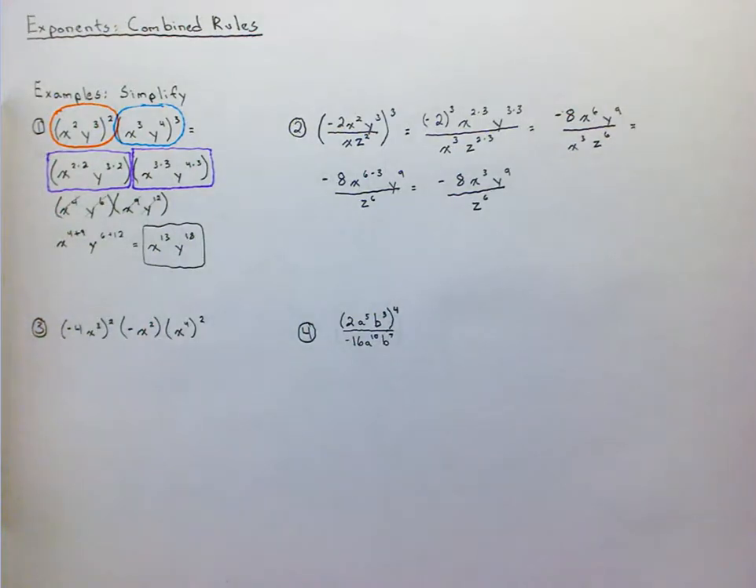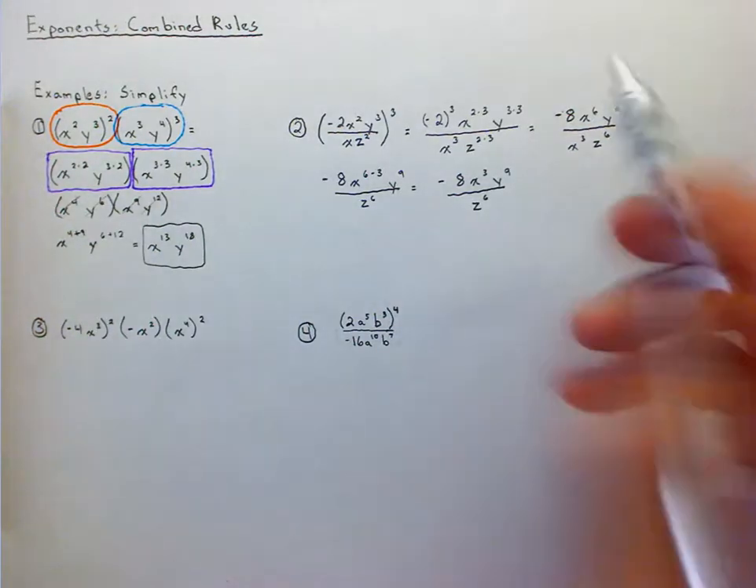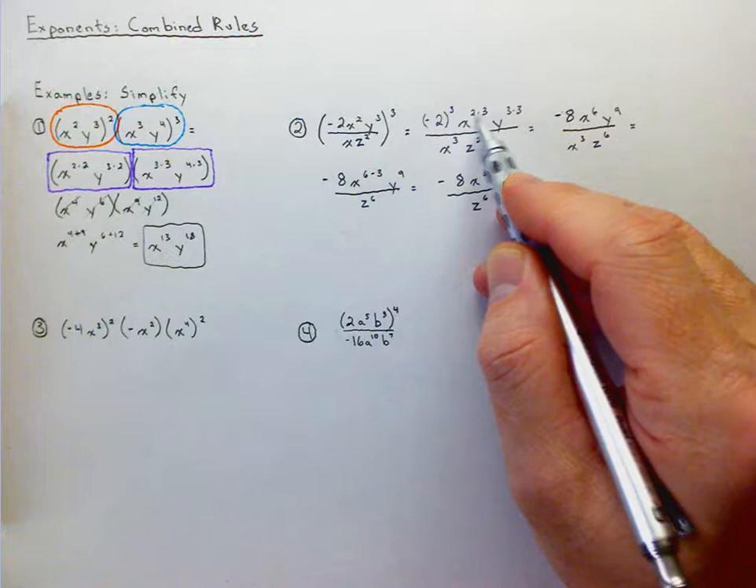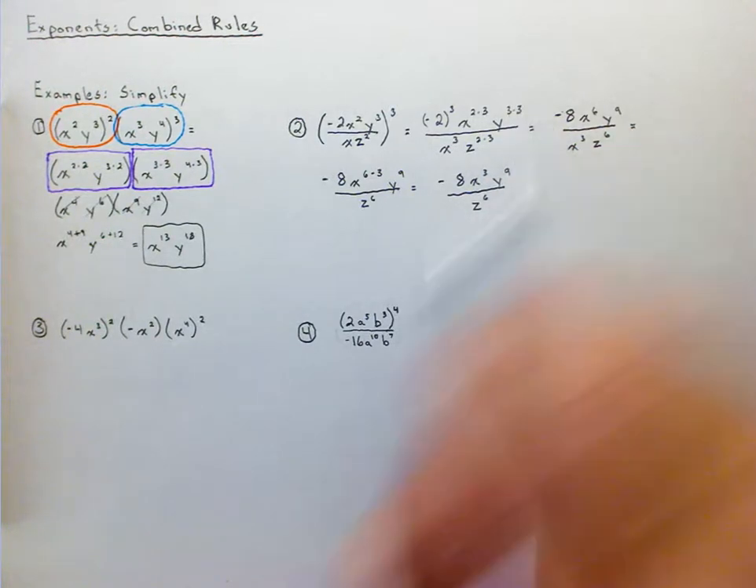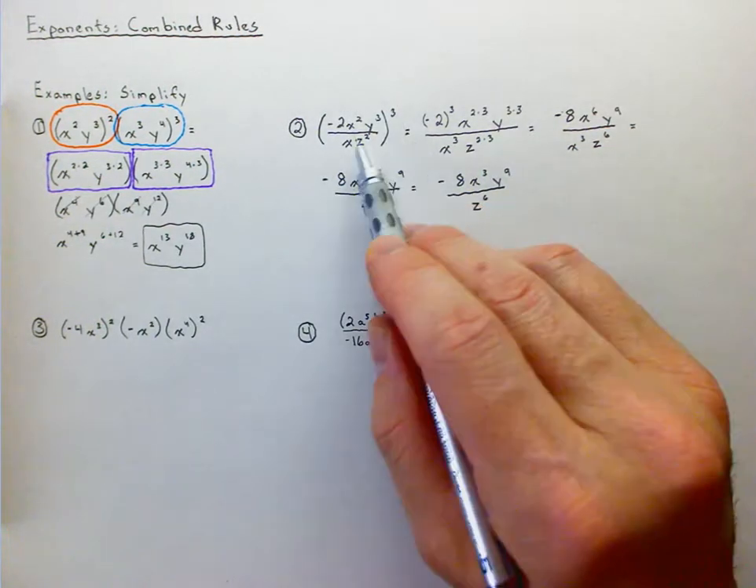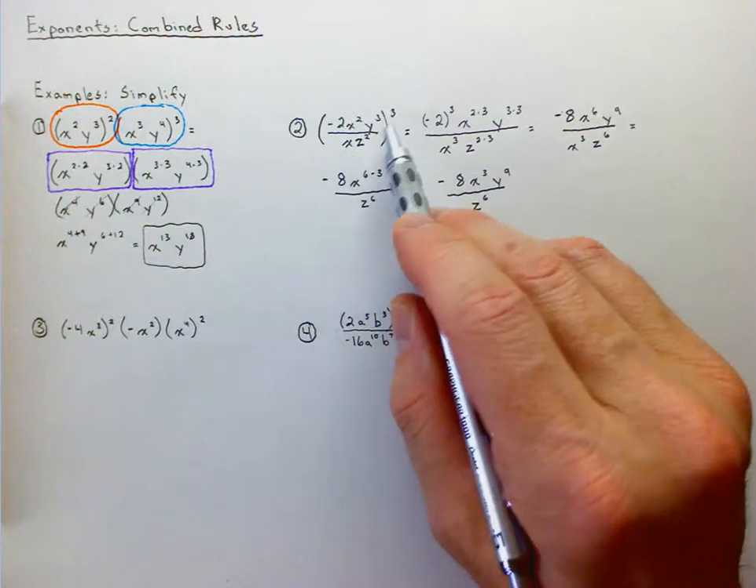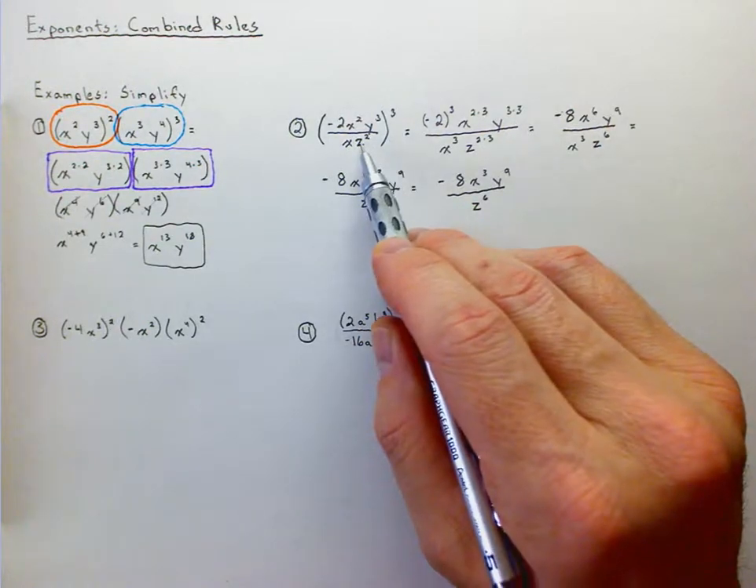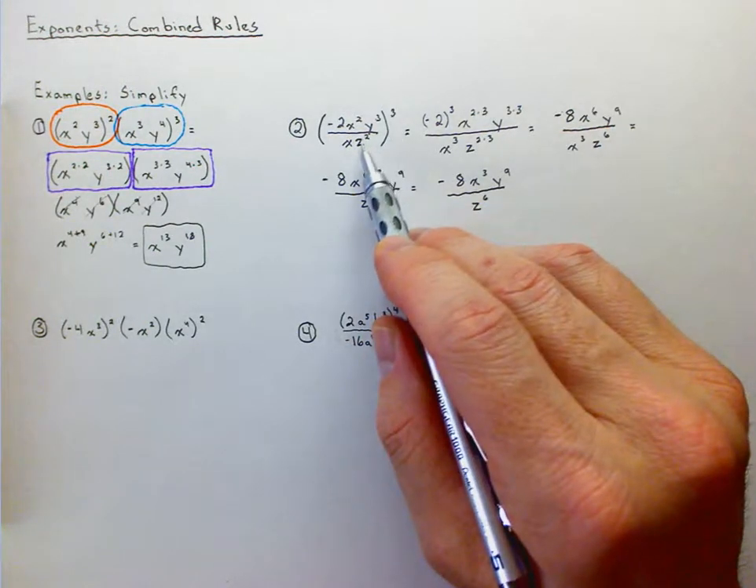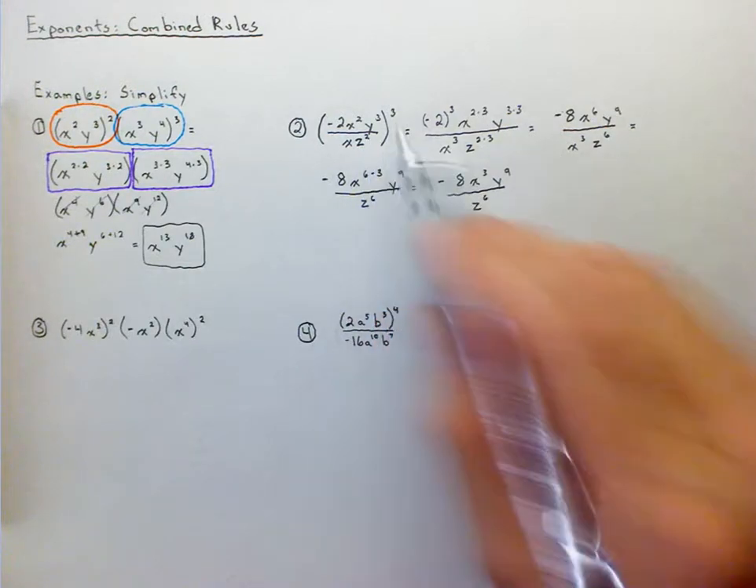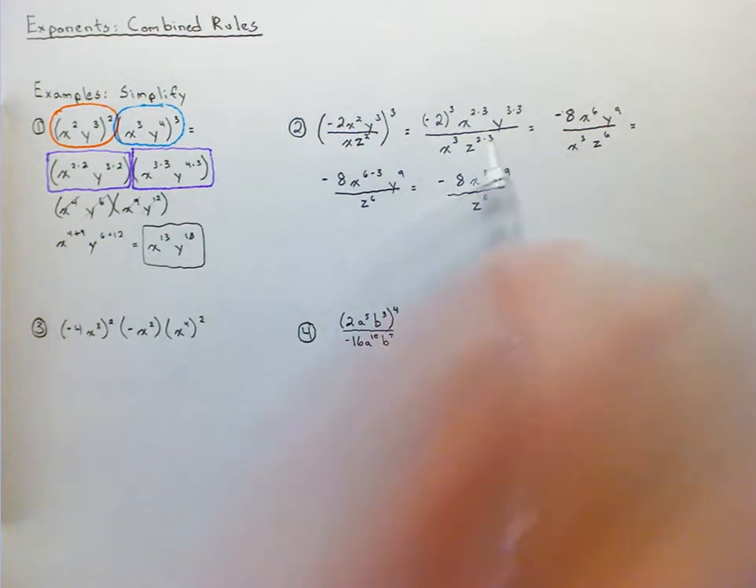Well, with my power rule, I multiply those exponents together, so that's why I have written 2 times 3 and 3 times 3. And then I do the same for my denominator. That is x to the third, and then z squared to the third. Well, the same as writing z to the 2 times 3.